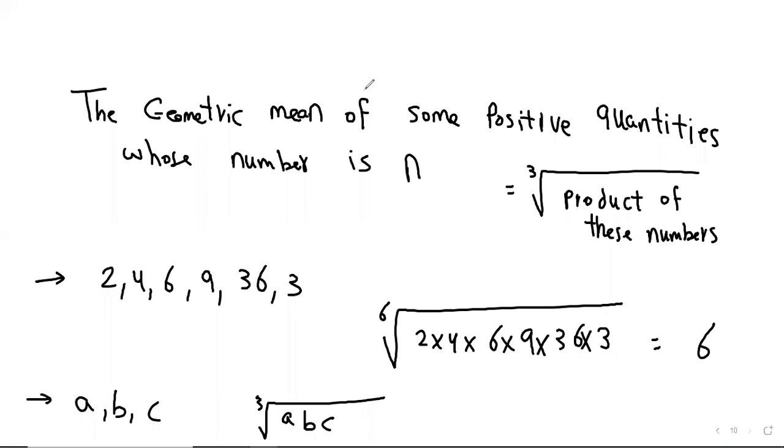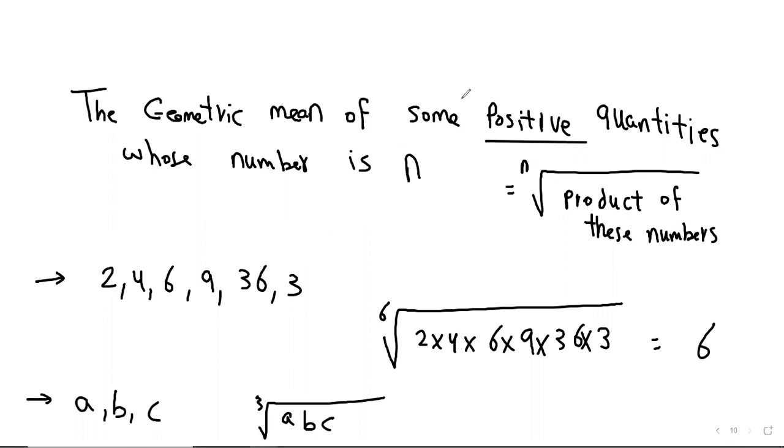How can we get the geometric mean of some positive quantities, they must be positive, whose number is n? So here it's the nth root. The nth root of what? Of the product of these numbers.